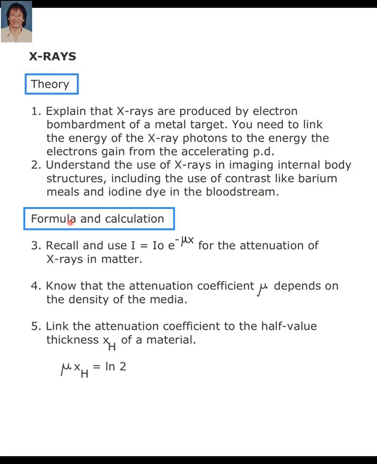The formula and calculation that you need to know in this chapter will be, number 3, this is a formula you need to know. I equals I0 e to the power of minus mu x for the attenuation of X-rays in matter. Then number 4, know that the attenuation coefficient mu depends on the density of the media. The higher the density, like bone, the higher the mu. And then number 5, link the attenuation coefficient to the half value thickness XH of a material. This formula is important because it allows you to calculate your mu knowing your XH, and you can find XH knowing your mu.